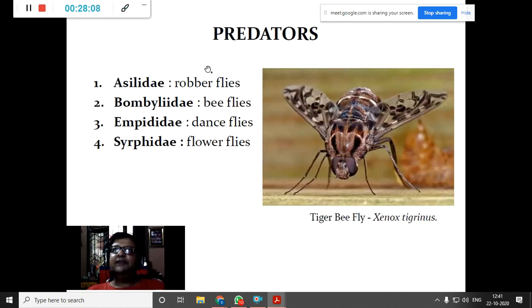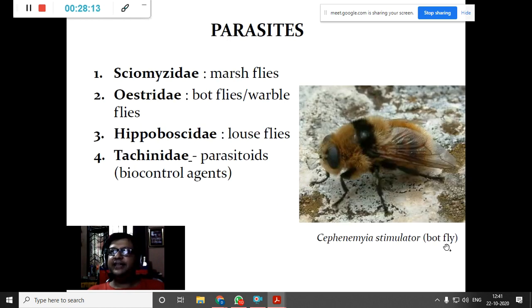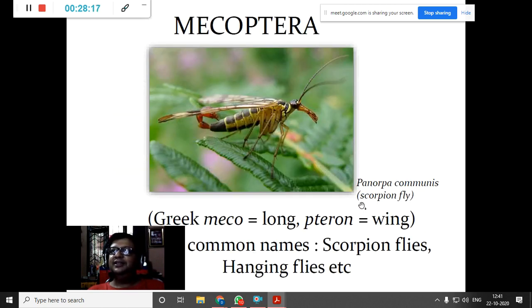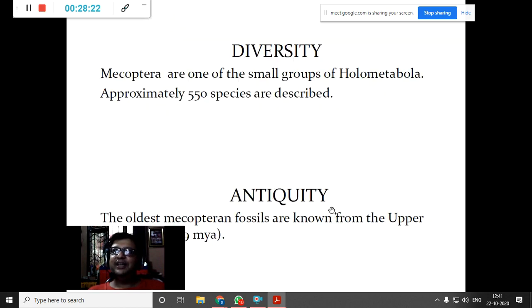And then you have the predatory ones, the tiger bee flies. Then you have parasites, the bot fly. You have the scorpion fly. This is how it looks, the scorpion fly.